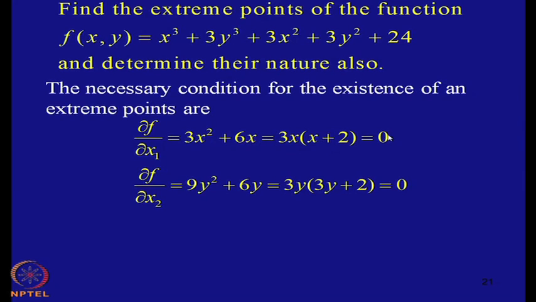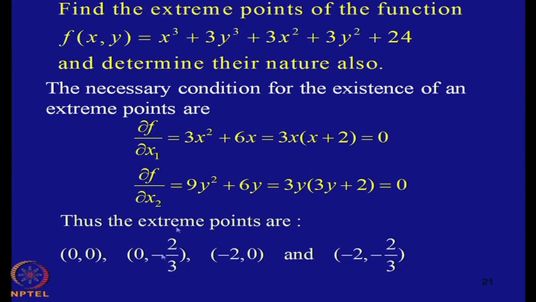We will get 2 points from here, one point x equal to 0 and another point x equal to minus 2. Similarly, from del f by del y, we are getting 2 points for y, one is y equal to 0 and another one is y equal to minus 2 by 3. That is why we can say these are all the extreme points we are getting from the necessary conditions. With every combination of the x and y we got from the previous equations, we are getting 4 extreme points. Through these necessary conditions, we are getting the extreme points for a function of several variables.